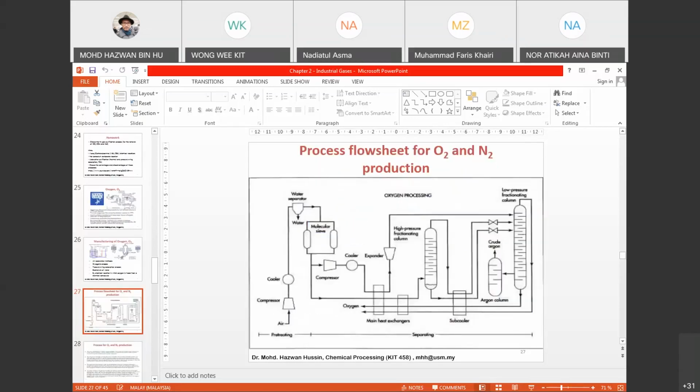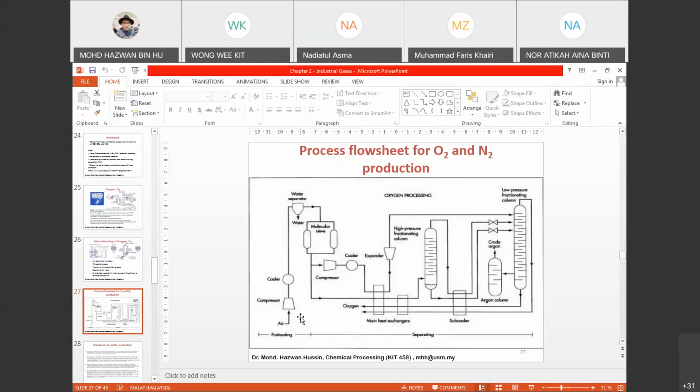So this is basically the process flow sheet of oxygen and nitrogen production, and this process uses atmospheric air as the source. You can see over here that the atmospheric air is used and then goes into the compressor. The compressor functions to compress the gas. When you reduce the volume of the gas by compressing it, the gas, which initially follows Brownian motion, becomes smaller in volume, and the molecules will be almost close to each other.